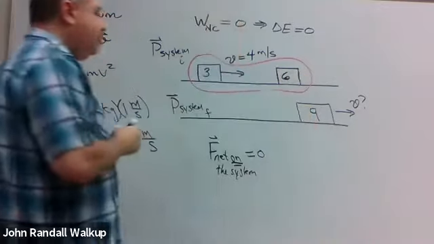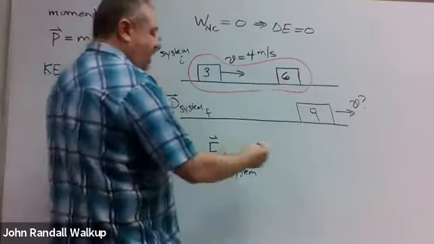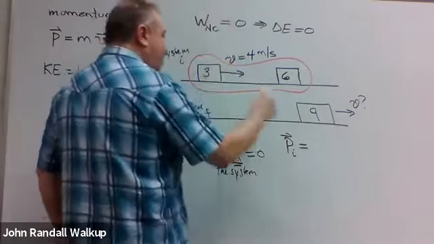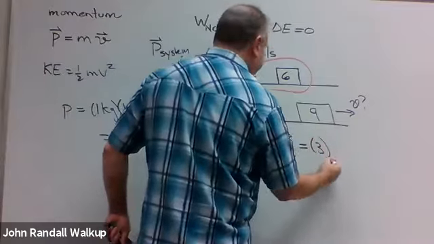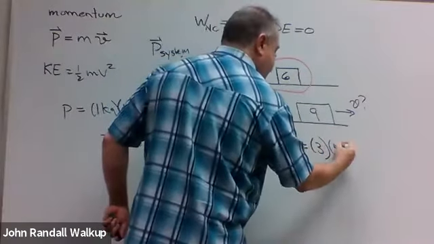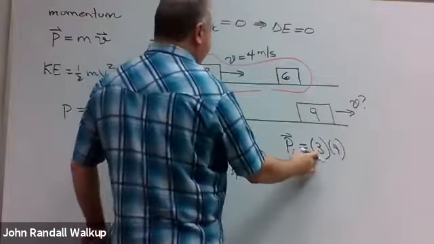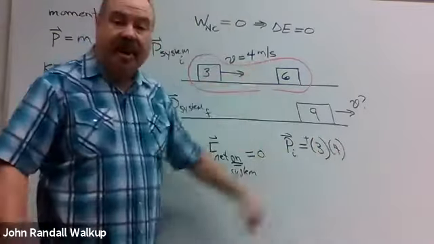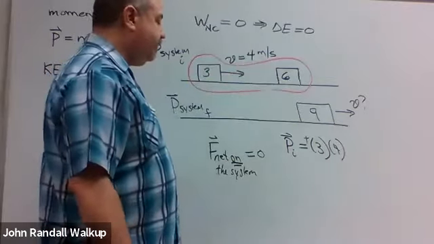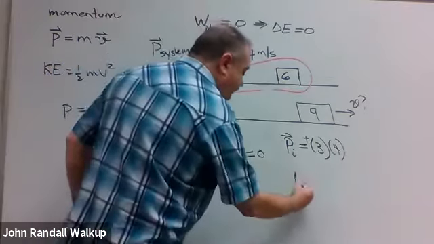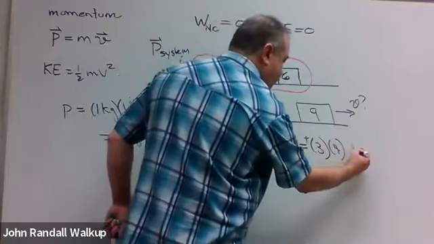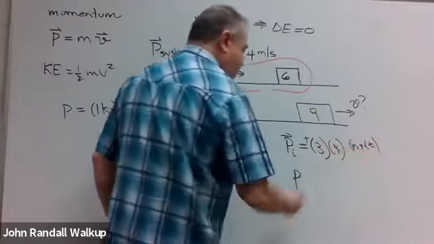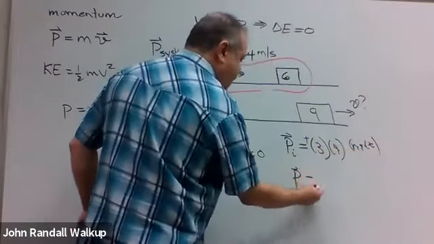The momentum initially is equal to the momentum of this block: three kilograms times 4 meters per second in the positive direction, going to the right. The momentum after, and we'll just put here to the right. The momentum after is what?